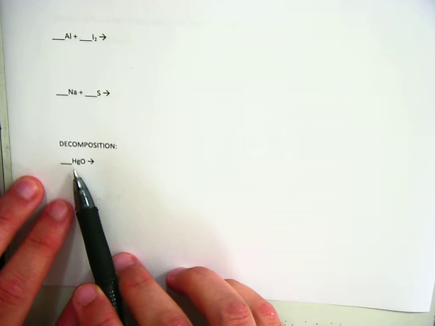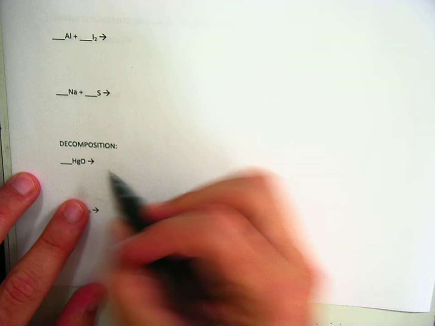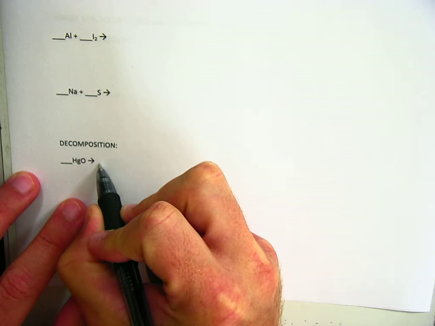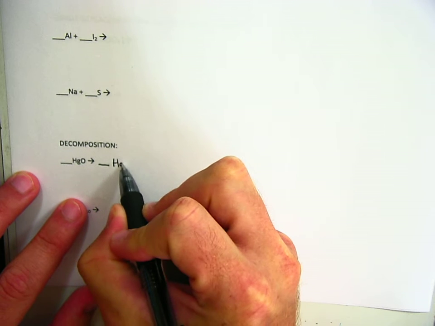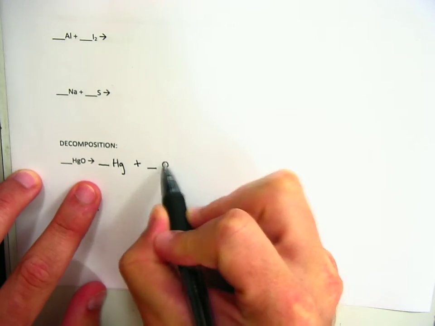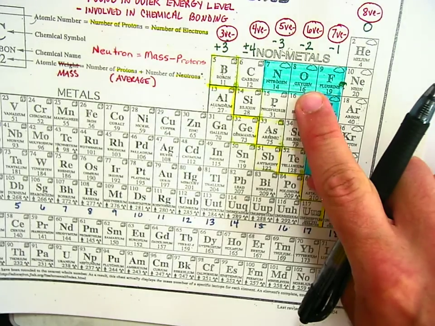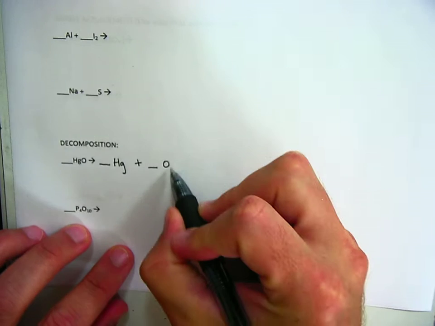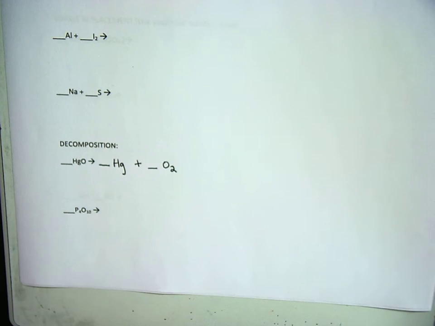So here we go. In decomposition, we have HgO, which is mercury and oxygen. So these two are going to break apart. All right, so we're going to list this out. We have Hg, which stands for mercury, plus, and then we have O for oxygen. Now, since O, like I said, oxygen, is a diatomic, you write it as O2. Okay? And that's all you have to do, is just separate them.